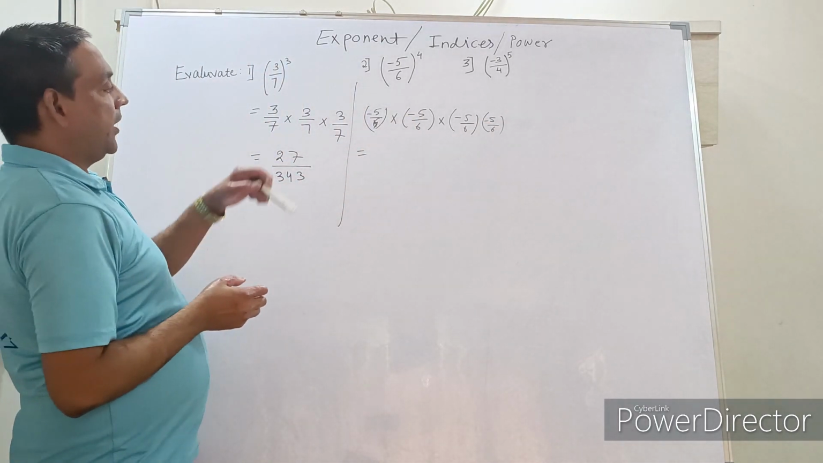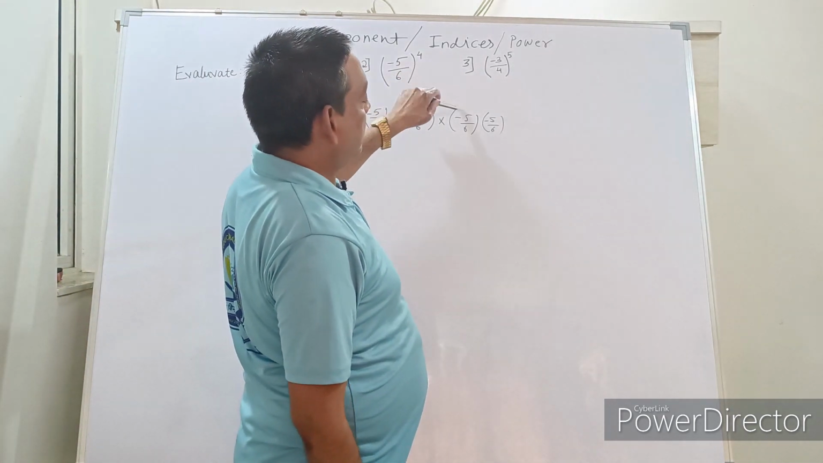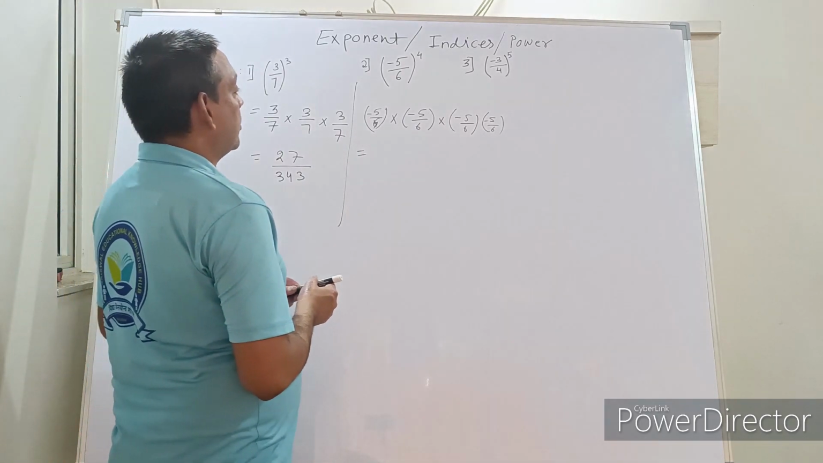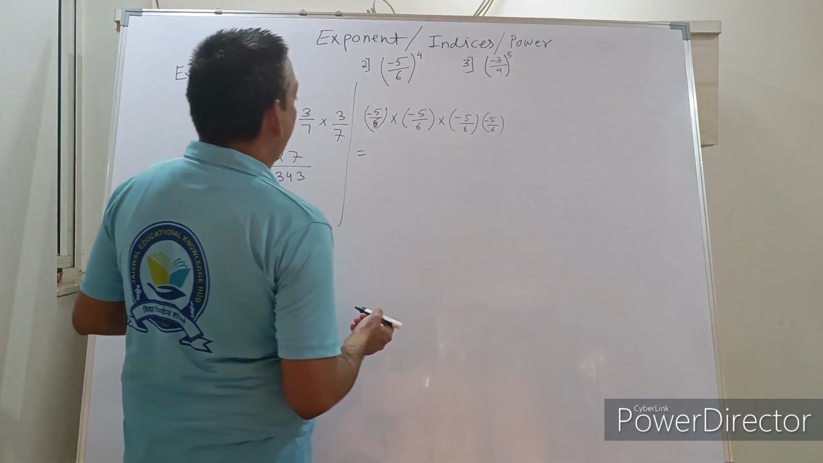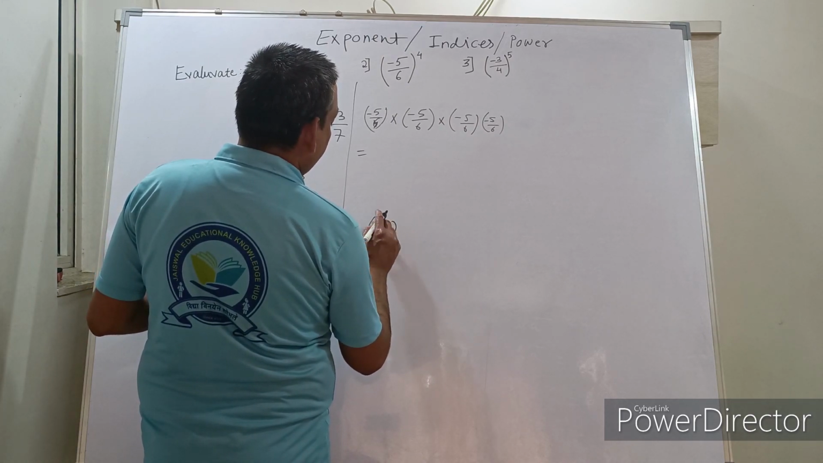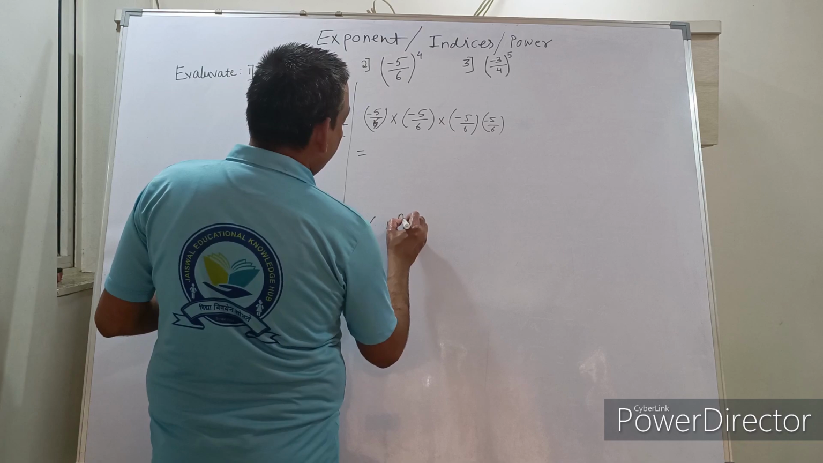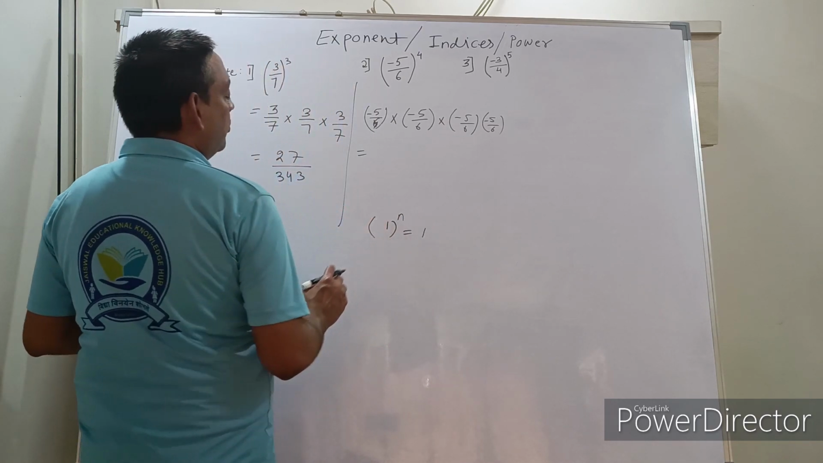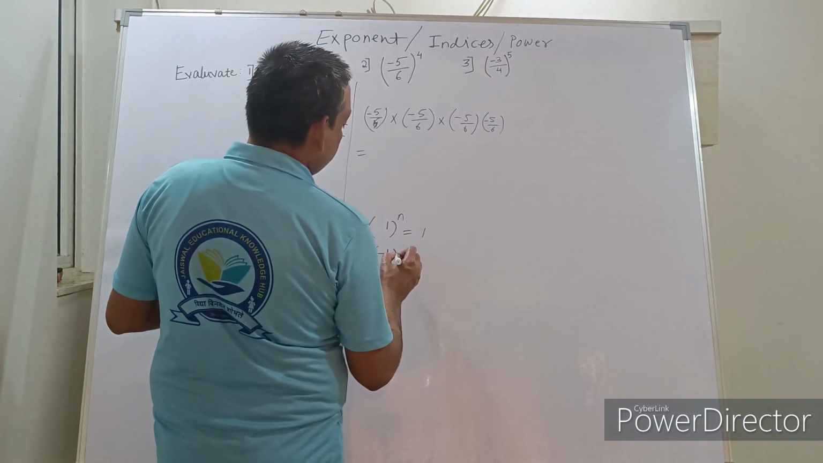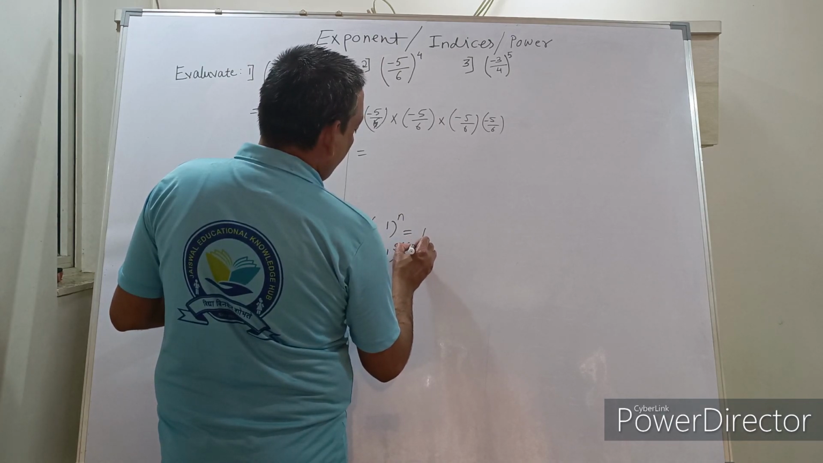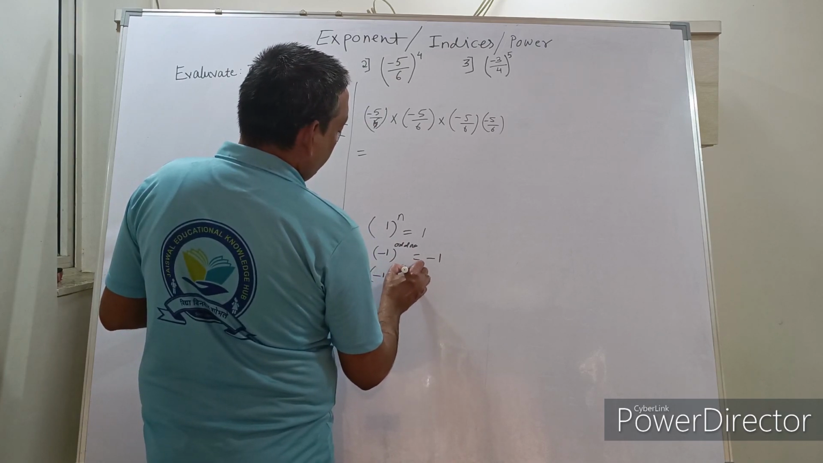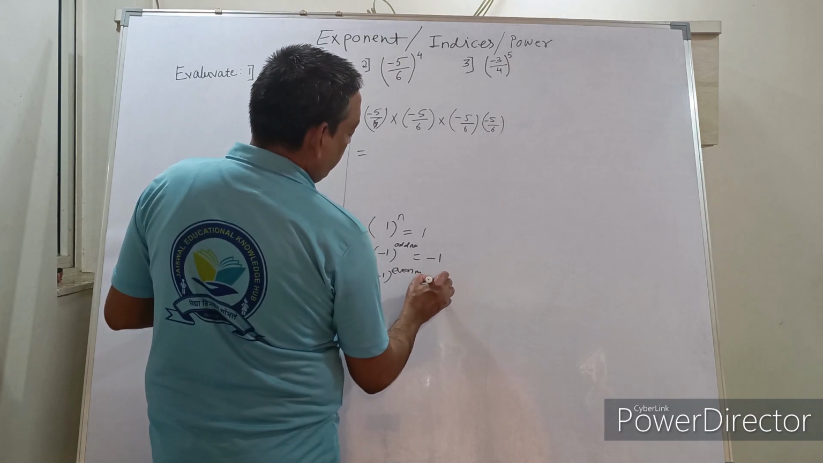Then you will multiply minus 5 into minus 5, the answer into minus 5, then again that answer into minus 5. But instead of doing that, in the formula also you can write one more formula here: 1 raised to any number is equal to 1, and minus 1 raised to odd number is equal to minus 1, and minus 1 raised to even number is equal to plus 1.